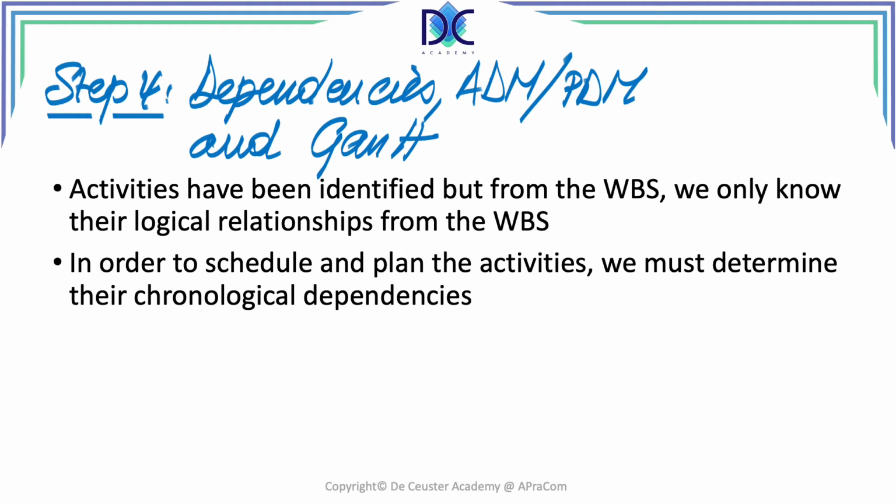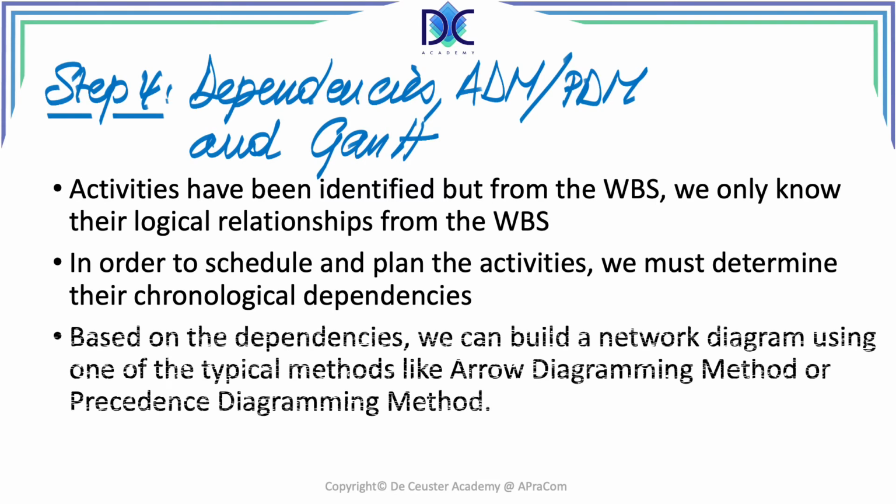And that predecessor information is about the chronology of those dependencies. I cannot plant a tree if I didn't make a hole in the ground first. Now, based on the dependencies, we can build a network diagram, and we can either use the arrow diagramming method or the precedence diagramming method. Typically, PMI, and in most cases, people are using the precedence diagramming method. Nevertheless, the arrow diagramming method is also still valuable, is still valid, and it will give you also a correct network when you do it properly.